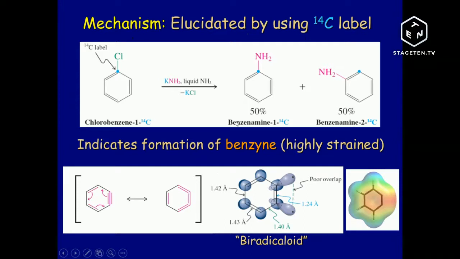Now, how do you know the mechanism for the reaction? If you have a carbon-14 label, then you see that it was 50-50 with regards to your products. We're gonna do the benzyne mechanism soon. Benzyne is when you have a triple bond on one of the benzene positions. So having a double bond, one of them would be a triple bond, but we'll speak about this later on. I believe it will be next week.